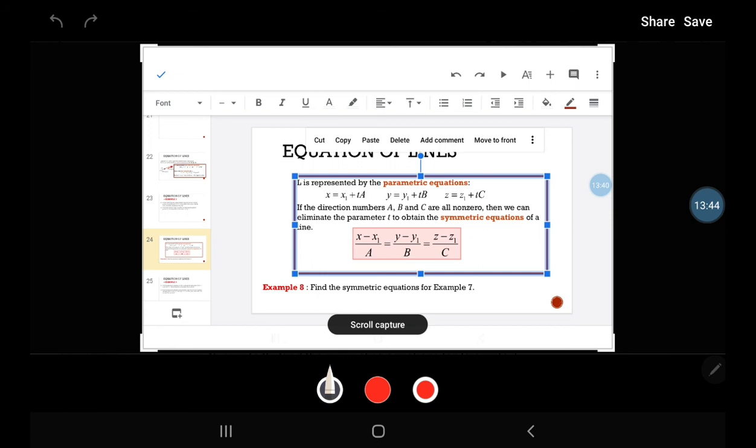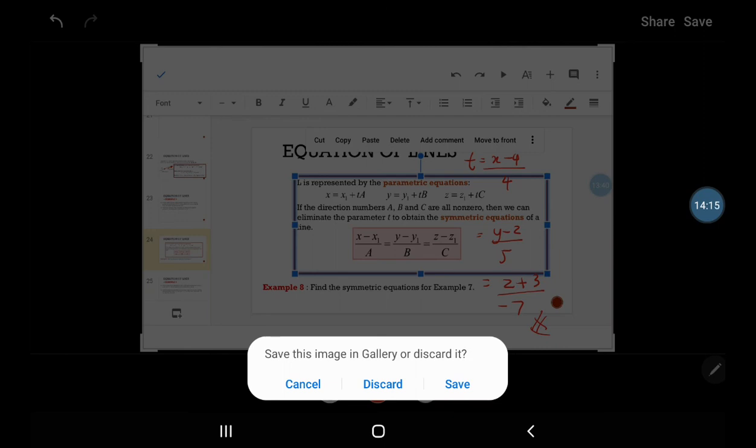Okay, so now what we have here is 7b, right? So for 7b, it is (x minus 1) over 4 equal to (y minus 2) over 5 equal to (z plus 3) over minus 7. So that's all. That is what the symmetric equation is all about.